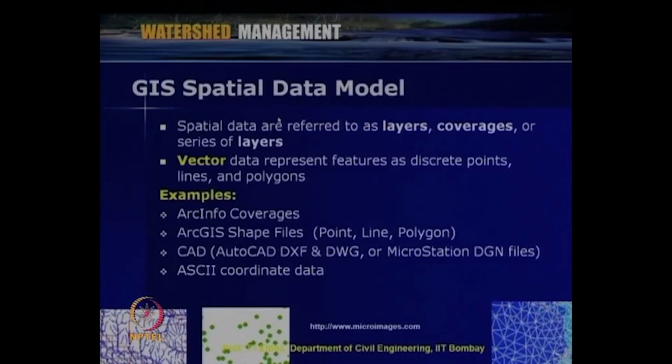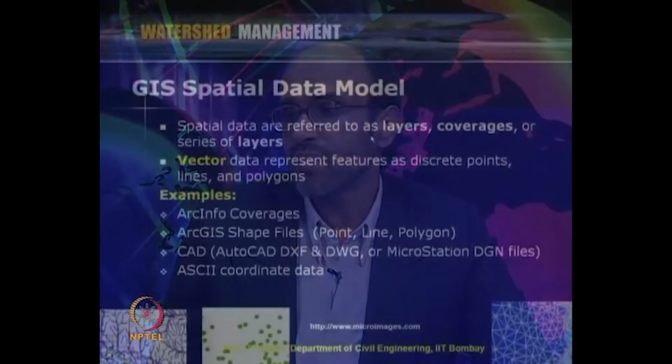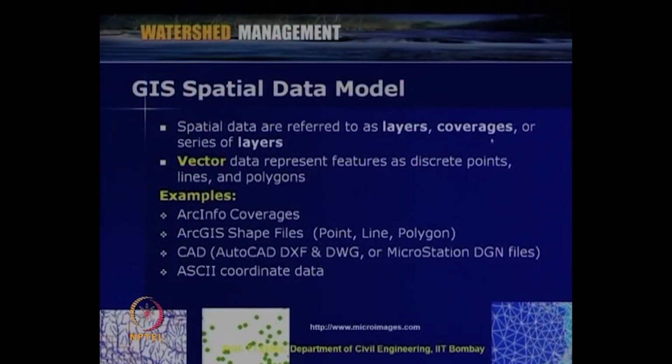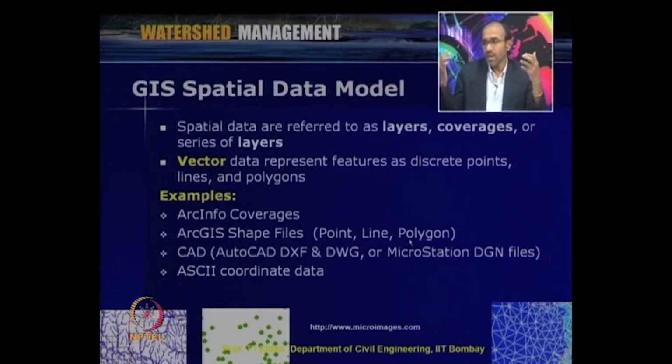Then GIS, as I mentioned, is giving the spatial variation, and based upon that we are generating new maps or new data sets. So, GIS as a spatial data model. The spatial data are referred to as layers or coverages or series of layers. As I already mentioned, it can be a single layer, or it can be various coverages within that layer itself, or it can be a series of layers superposed or overlaid depending upon the needs.